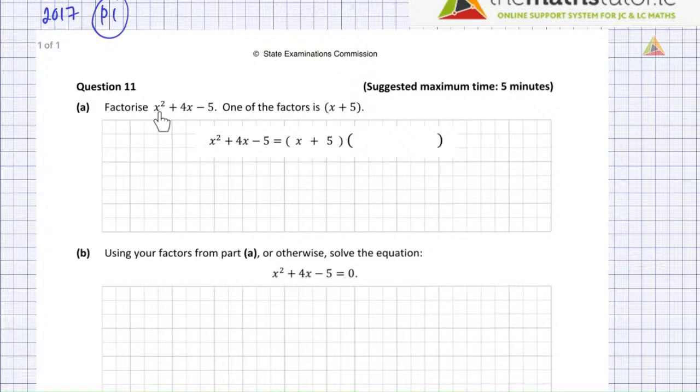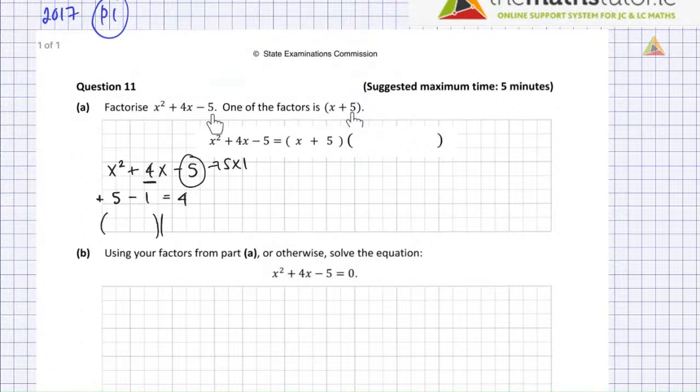So factorise x squared plus 4x minus 5. One of the factors is x plus 5. Now you'd have to do your workings for this. So x squared plus 4x minus 5. The way we do this is we're going to get the factors of 5. 5 by 1. They're the only ones that you can get anyway. So you have a 5 and you have a 1 and you need it to equal 4, which is the middle number here. So what signs are we going to put in front of it? Plus 5, take away 1 will give you 4.